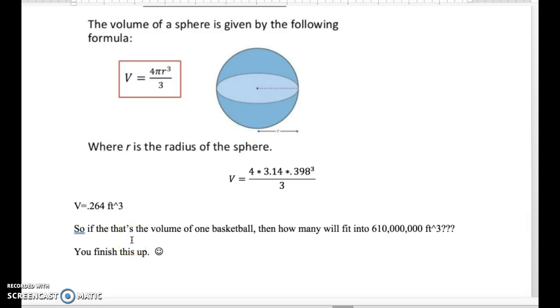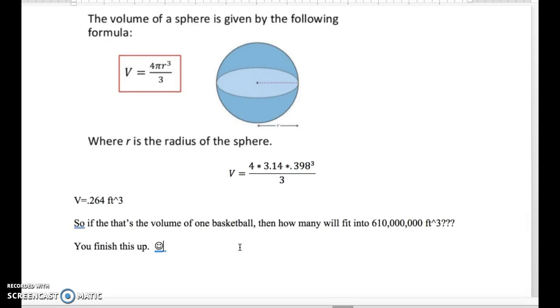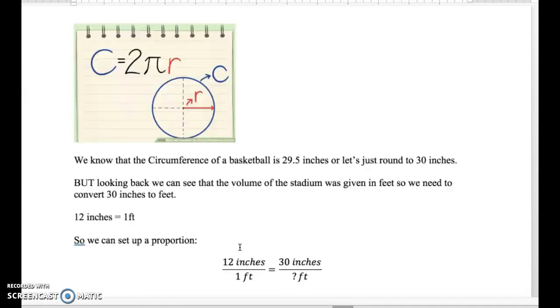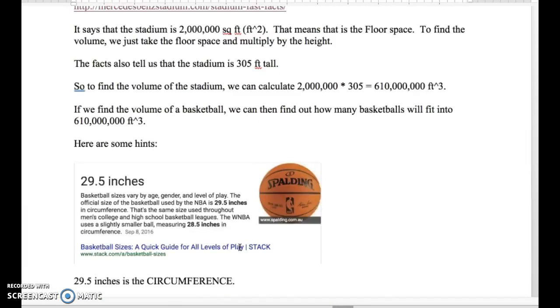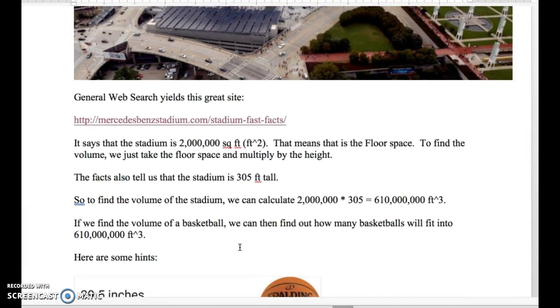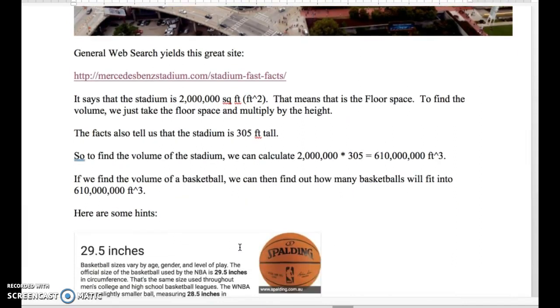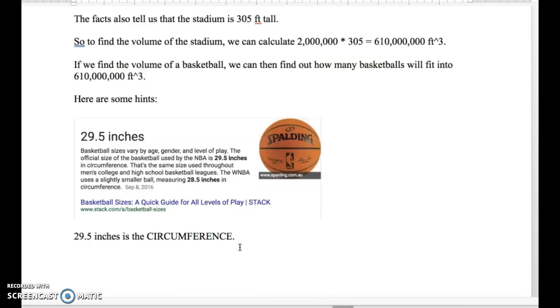So if that's the volume of one basketball, then how many will fit into the total volume of the stadium? So I'm going to let you finish that up. I've done quite a bit for you. And when you post this into the discussion, you don't need to show all this detail, okay? I went into detail because I wanted to show you how I was working it out. So you don't have to show all this detail, but do one of two things.